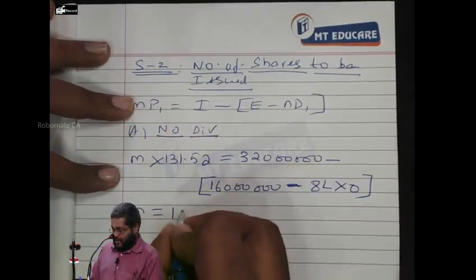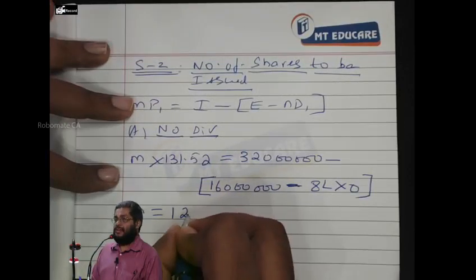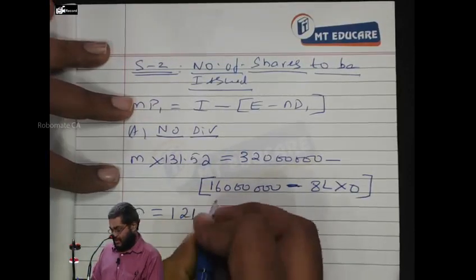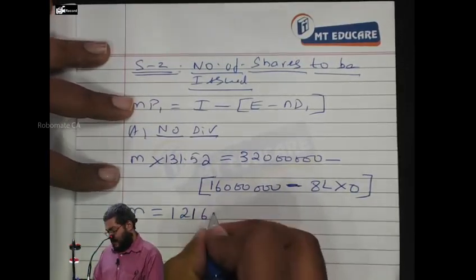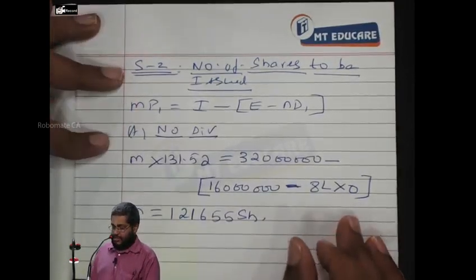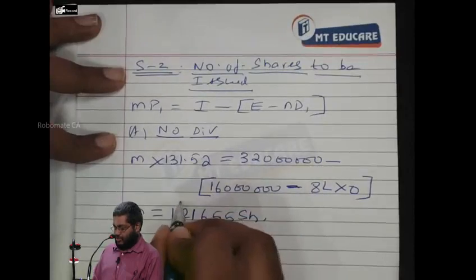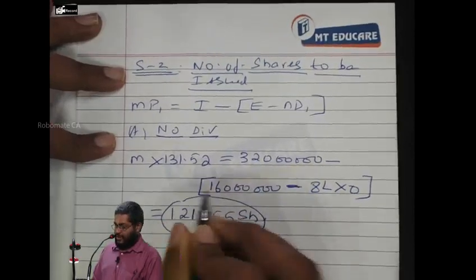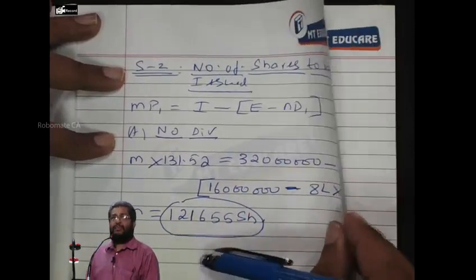1 lakh 21,655 shares. 121,655 shares have to be issued when I don't declare dividend. Can I proceed or not?